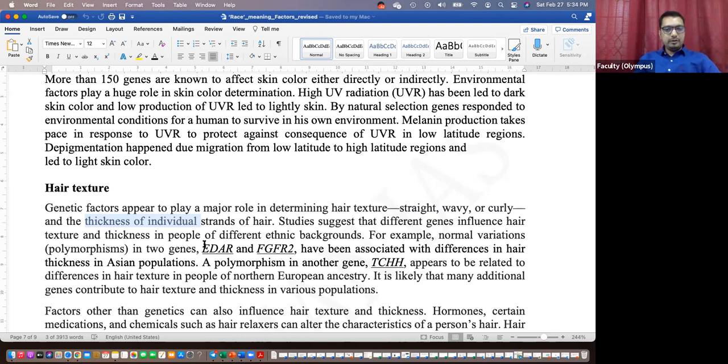Like two genes they found called the EDAR gene and FGFR2. I don't think names are very important. You don't have to memorize them. If you can remember, a couple of genes were identified, for example in Asian populations, which are responsible for defining the thickness. So some particular variants are found in Asian populations. Genetic polymorphism is associated with the differences in hair thickness in Asian populations.